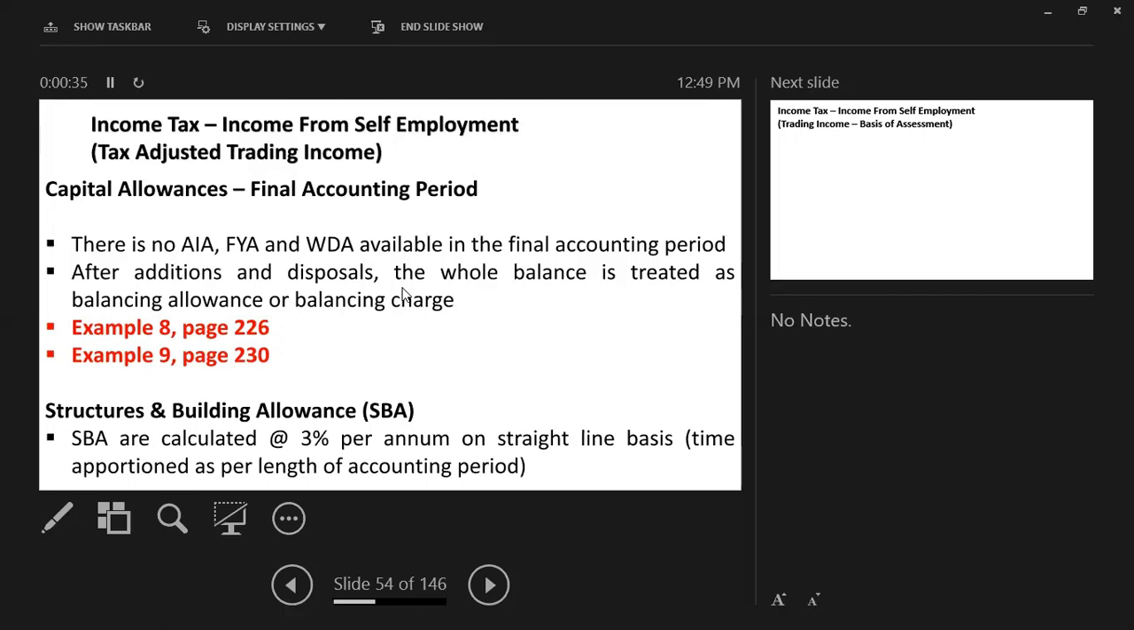Okay, next heading is Structures and Building Allowance, SBA. We call it SBA. So write this point, please. SBA is calculated at 3% per annum on a straight line basis. Time apportioned as per the length of the accounting period.